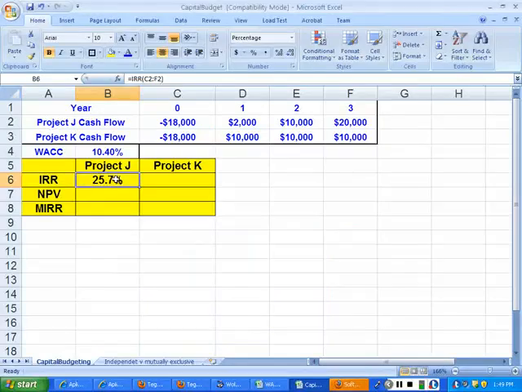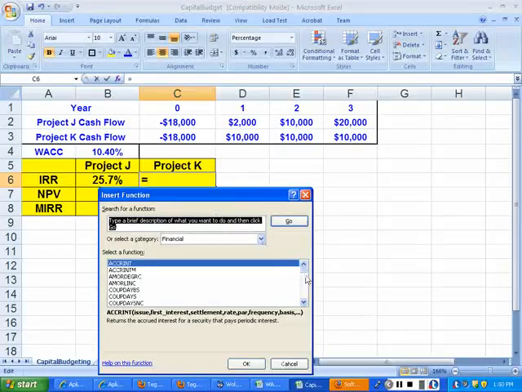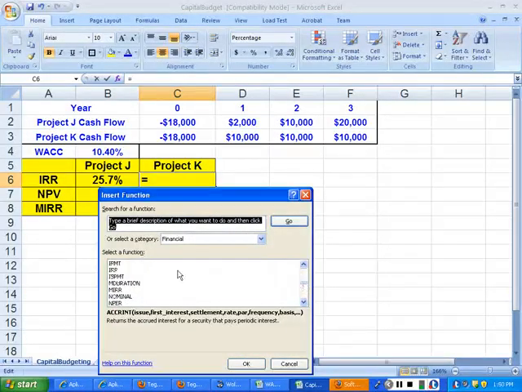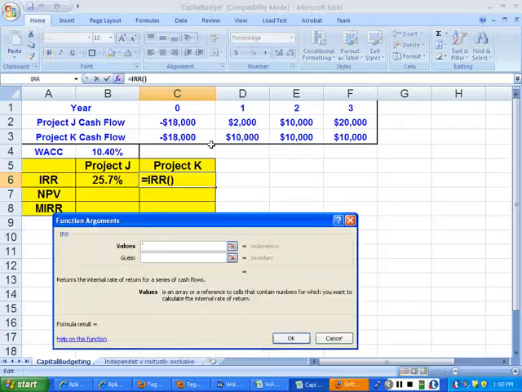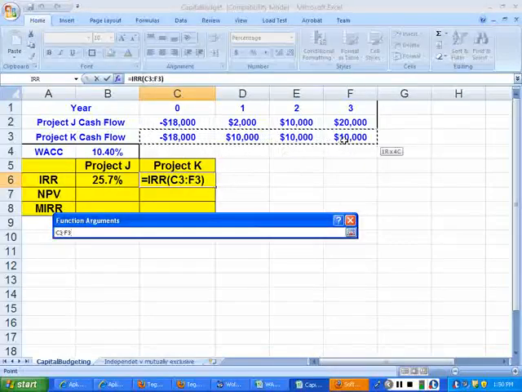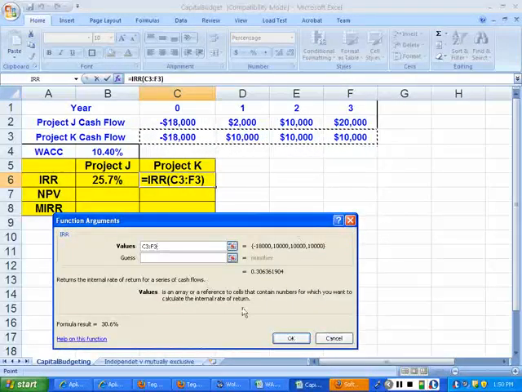So this is a project that we would adopt. Project K will do a similar type of thing here. We'll go to the same function, and again, under financial function down to IRR. We'll go ahead and simply highlight all of the cash flows from time zero to the last period.